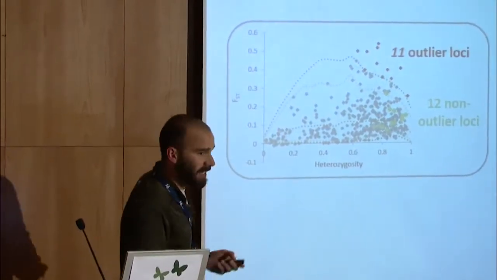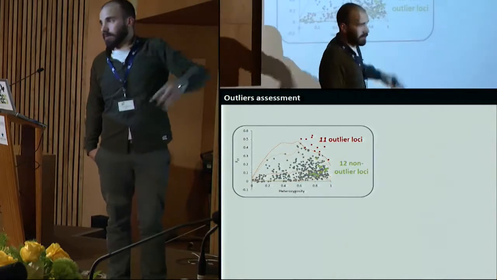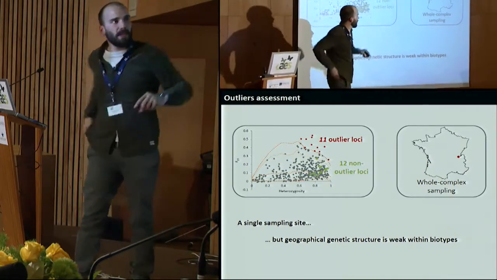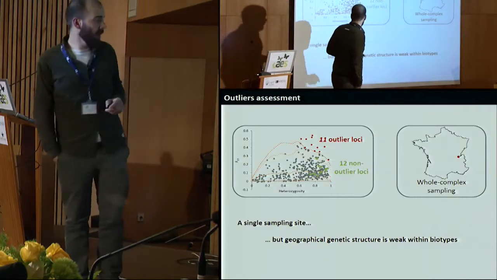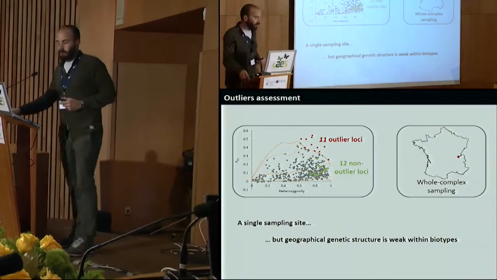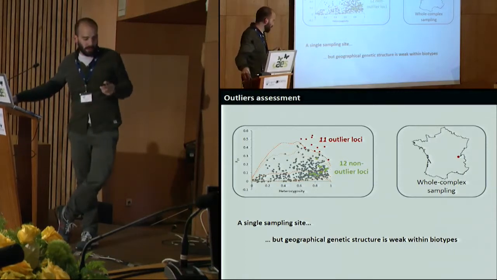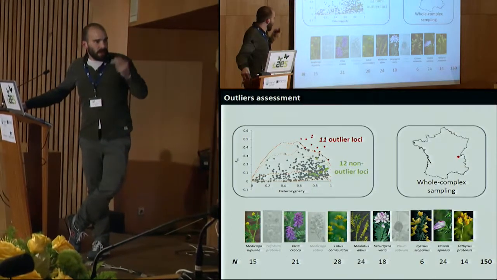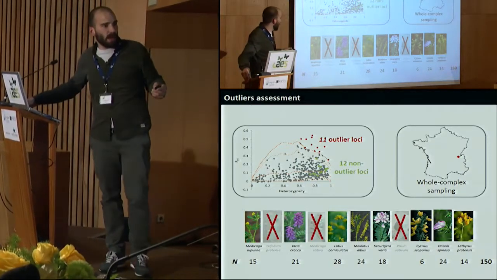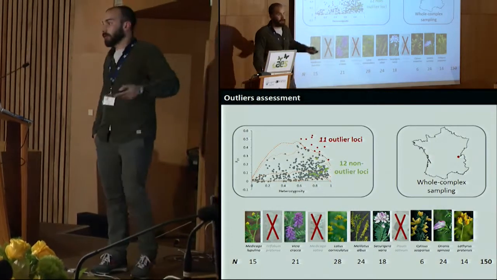To do so, we need a natural reference, and we used 12 non-outlier loci from this dataset to give us this natural reference. We relied on the whole complex sampling performed in Eastern France, with a single sampling site, but as I've shown you before, the geographical genetic structure is really weak within biotypes in the pea aphid. So here's the sampling size, 150 individuals. And for the research of signatures of selection, we didn't use the three formerly used biotypes, for sure.